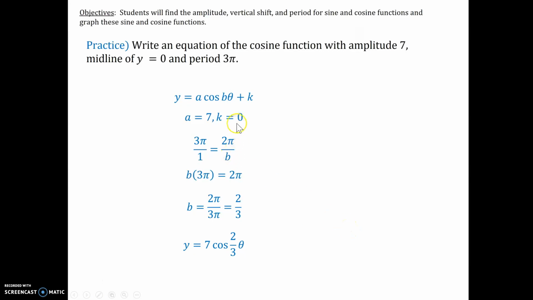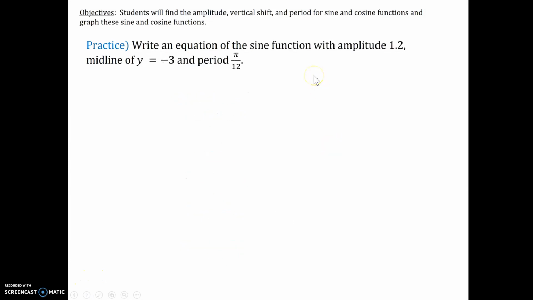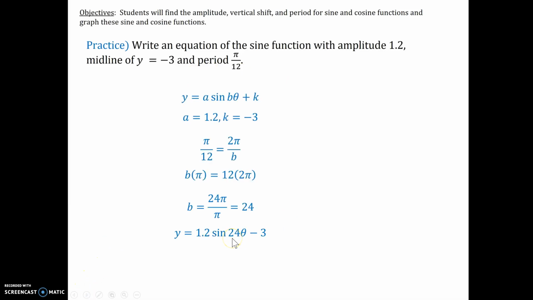Since your k value is 0, you're going to have nothing added on at the end, right? You don't have to put the plus 0. If you do, you don't really have to. I wouldn't. Here's the second example. Please pause the video, try this one. Okay, hopefully you've had a chance. Here is the solution.